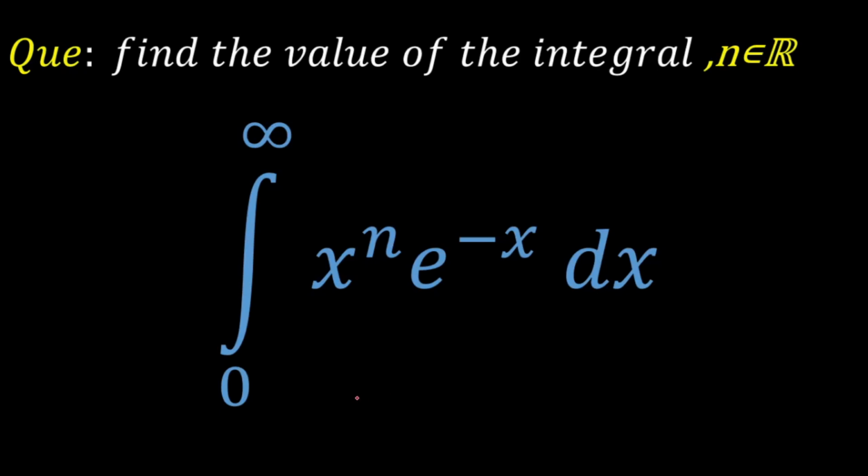Hello everyone, so today we're going to solve this nice integral. The integral is integration from 0 to infinity of x raised to power n multiplied by e raised to power minus x dx. Here n is a real number. For this real number we have to solve this integration. So let's start.